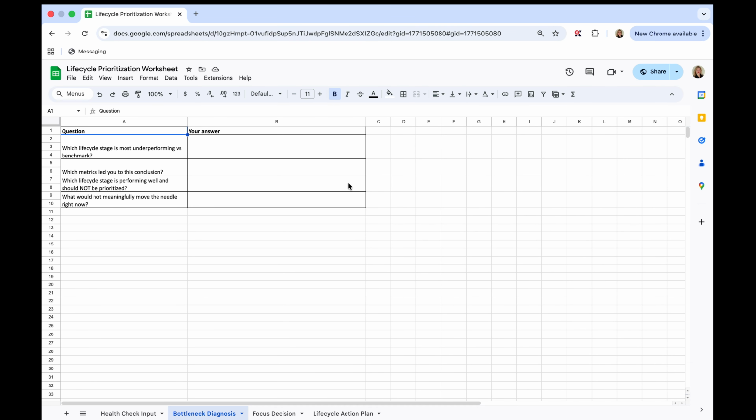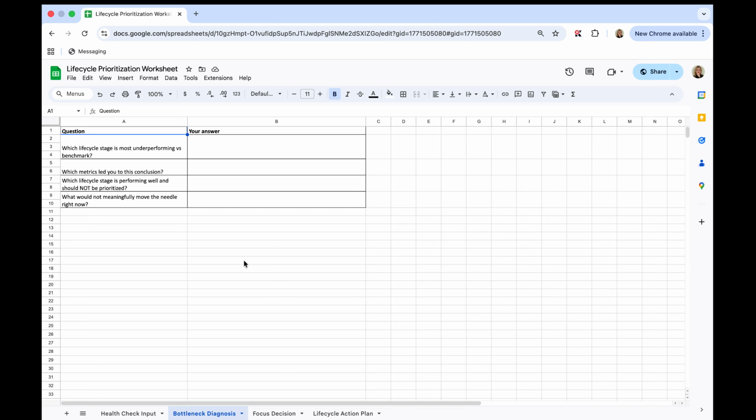Once you've completed the health check input, navigate to the bottleneck diagnosis tab. And there's a table here with some questions for you to fill out. So number 1, which lifecycle stage is the most underperforming versus the benchmark? Which metrics led you to this conclusion? Which lifecycle stage is performing well and should not be prioritized? And what would not meaningfully move the needle if we focused a lot of effort on it right now?